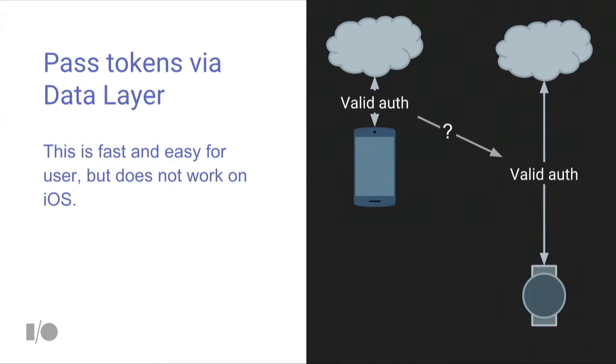So this method has some benefits. It's fast and easy for the user, but it may have some problems if your auth provider doesn't like the fact that you're requesting a token for the watch on the phone, so a token that's destined for a different device. It also does require the user to have their phone with them and have it on and connected when they're running your app. And finally, it doesn't work on iOS. So if you do choose to use this method in your app, make sure that you have at least one backup method that does work.